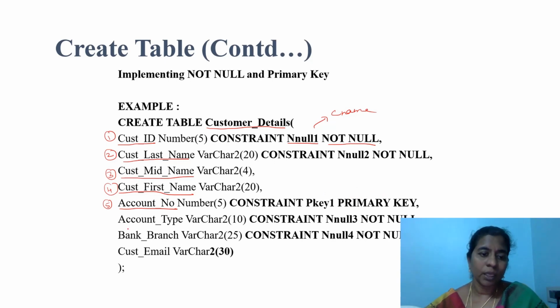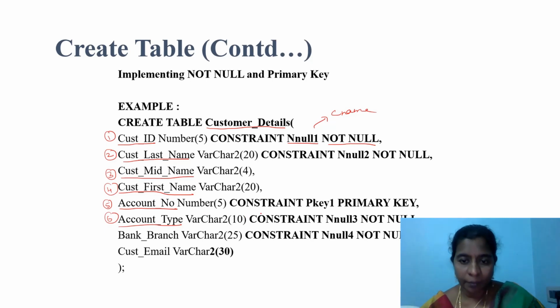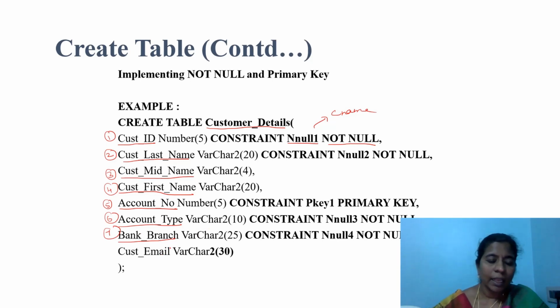And then we have account type. This account type is another attribute, and we have mentioned that as not null. Similarly, bank branch also we have defined as not null. And finally, we have another variable called customer email. So these are some of the attributes that we wanted to have in the customer details table.